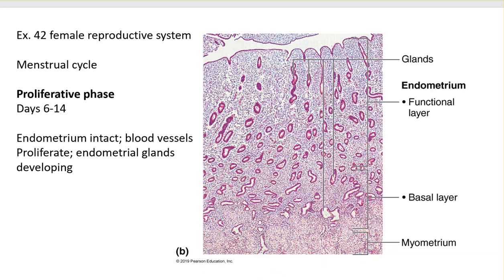And so proliferative phase, this does look pretty wide, but the glands are more or less kind of straight, and they're just beginning to form. They're not all zigzaggy and giant yet. So that's indicative of proliferative phase. Endometrial glands are developing, but they're basically more straight.